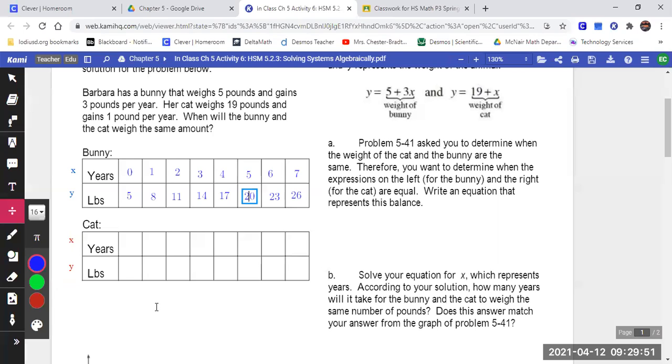Okay, so we finished the bunny. I want you to go finish the cat. Go do the cat really quick. Top line is going to be 0 through 7. Make sure you change your color to red because you're now doing the cat. How much is the cat changing each year? Only by 1. All right, so go fill in the cat's table. I'm not going to talk, just fill in the cat's table.